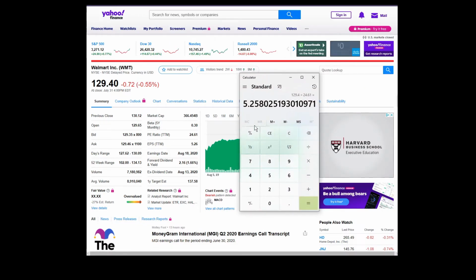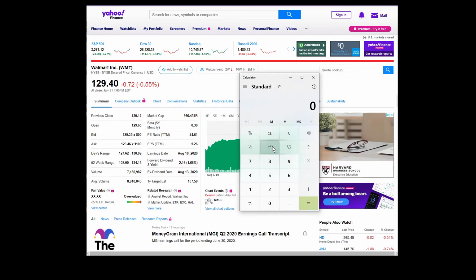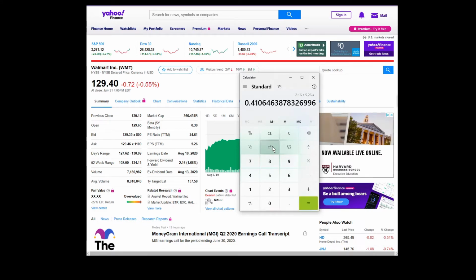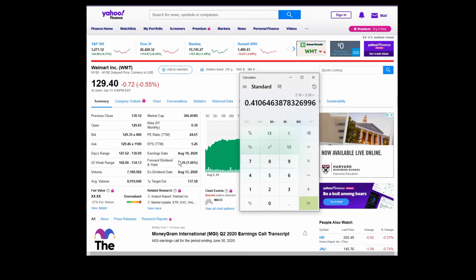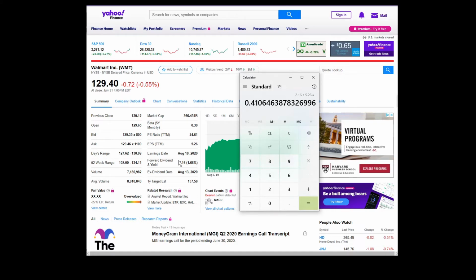So a way that you can infer it is, you know what, let's go ahead and do this. So of the, let's see, 2.16 divided by 5.26. So of all the money that Walmart made over the past 12 months, 41% of it was given to you as the shareholder. So you got that 40%, and then they kept the 60 so that they can continue operations, give their employees pay raises, develop new products to fight Amazon, all that good stuff.